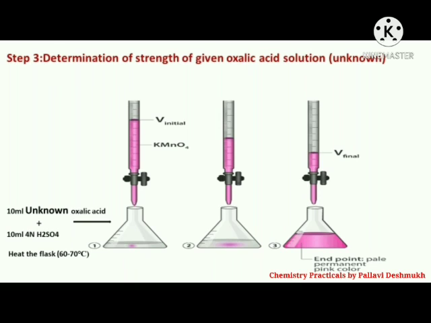Now the third step is the determination of strength of the given, that is unknown, oxalic acid solution. For that, pipette out 10 ml of unknown oxalic acid solution into a clean conical flask and add an equal volume, that is 10 ml, of H2SO4 solution. Heat the flask gently to about 60 to 70 degrees Celsius. Now run the KMnO4 solution from the burette into the flask and shake it under hot condition. Continue the addition of KMnO4 solution until a light pink color just appears and persists for about 30 seconds. Now this is the end point. Repeat the titration till 3 constant readings are obtained.